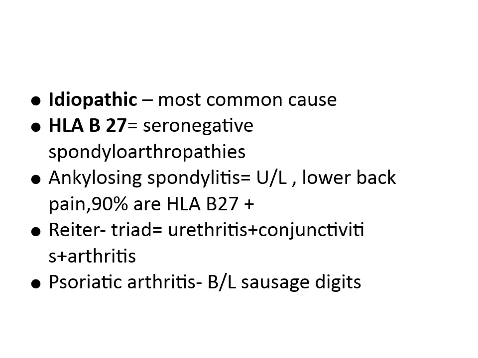Next, coming to HLA-B27, this is nothing but the seronegative spondyloarthropathies. In that, I'll be talking to you about ankylosing spondylitis. Here it is usually unilateral, and these patients will come with a history of lower back pain and stiffness, and nearly 90% of them are HLA-B27 positive.